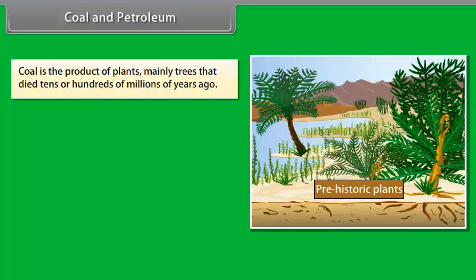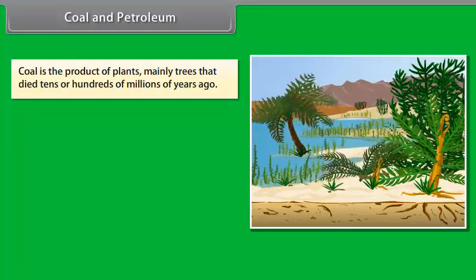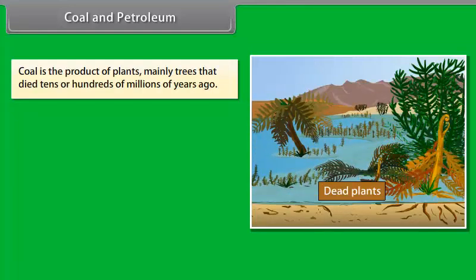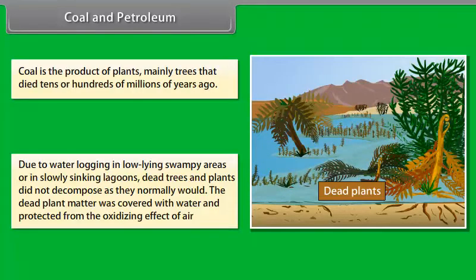Coal is the product of plants, mainly trees that died tens or hundreds of millions of years ago. Due to waterlogging in low-lying swampy areas or in slowly sinking lagoons, dead trees and plants did not decompose as they normally would. The dead plant matter was covered with water and protected from the oxidizing effect of air.